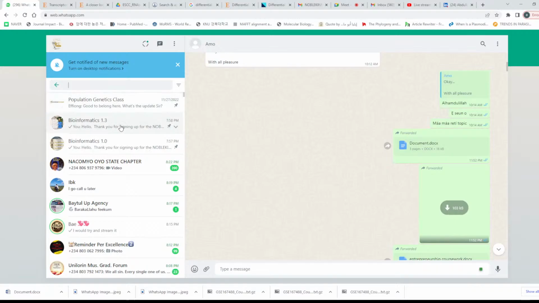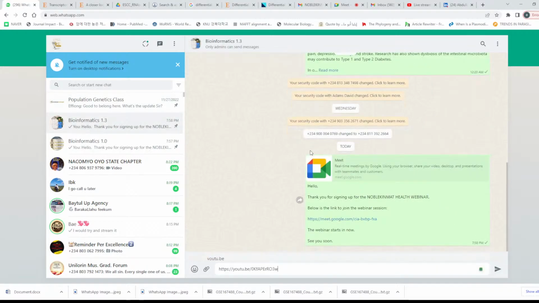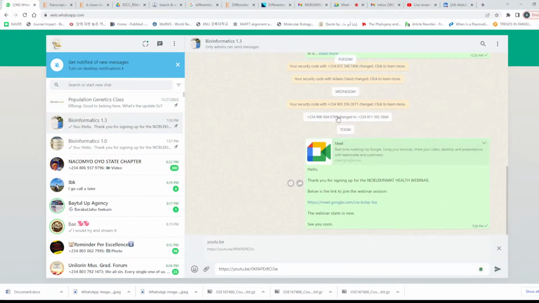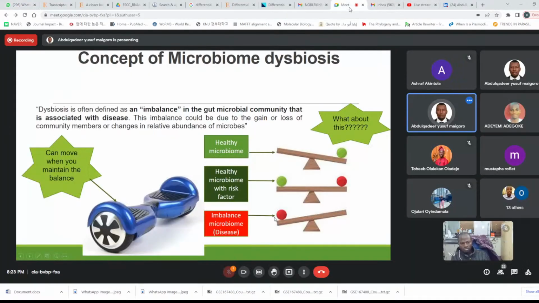and there are so many explanations as to why harmful or dominant bacteria become dominant based on their relative abundance. So when you look at these three systems, that's how you can understand the microbiome imbalance.